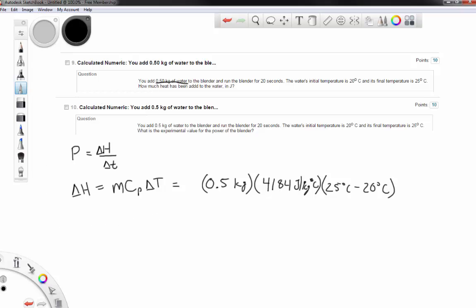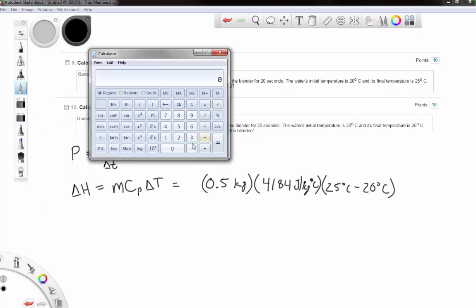So out comes the calculator. We have 0.5 kilograms. We're multiplying that by this number, and that's times the difference between 25 and 20. So 25 minus 20, close parentheses, in case you needed to know how to do that. It says 10,460.